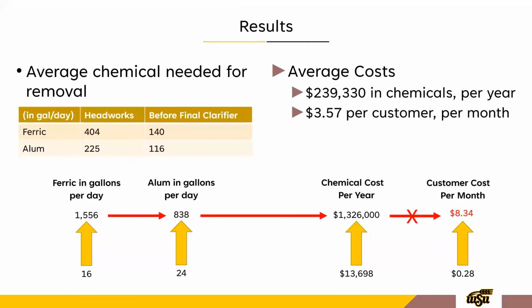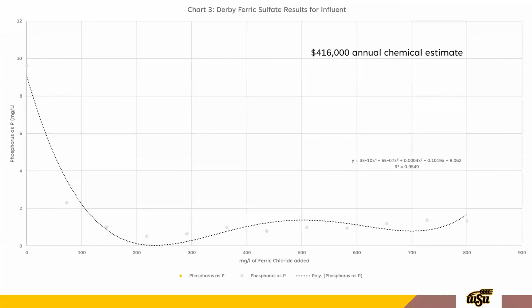The highest, by the way, was the city of Ellenwood, and I've worked with them a lot for trying to get biological phosphorus removal going, and it was $8.34 per customer per month. That's really expensive as a percentage of the total sewer bill. All right, wrap up with these graphs. So this is from the city of Derby, not picking on Derby, just kind of the results we got. So we dosed ferric sulfate for their influent.